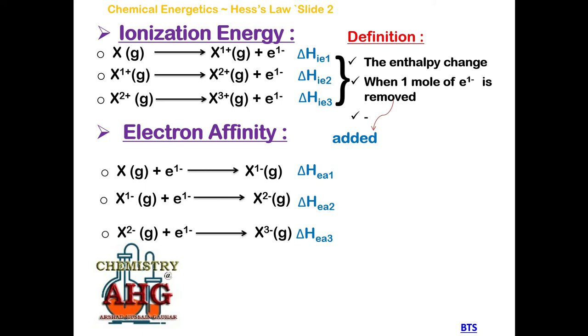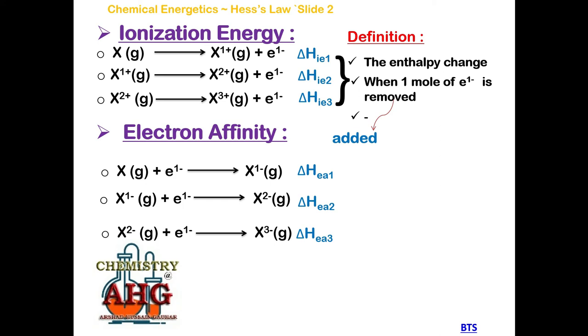The definition for the second electron affinity would be the enthalpy change when one mole of electron is added to one mole of gaseous uninegative ion to produce one mole of gaseous dinegative ion. And the third electron affinity, the enthalpy change when one mole of electron is added to one mole of gaseous dinegative ion to produce one mole of gaseous trinegative ion.